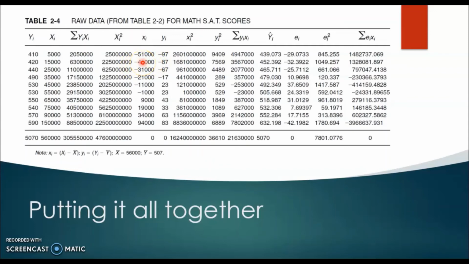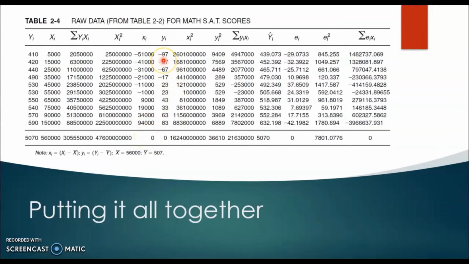And we repeat it again for observation number 3 until the last observation. So here we have 94,000, since 150,000 minus 56,000 is equal to 94,000. So here you can see that the sum of deviation, or the total deviation of each value of x from its mean value, is equal to 0. It means that negative 51,000 plus negative 41,000 plus negative 31,000 down to 94,000 is equal to 0.